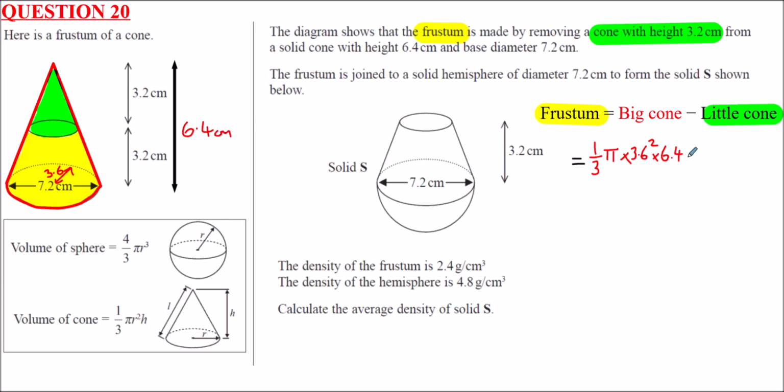Now this little cone, we need to apply some proportional reasoning. So this little cone at the top is only 3.2, which is half of the total height of the big cone. If its height is half of the big cone, then its radius will also be half the radius of the big cone. So this one here has a radius of 3.6, half of that is 1.8. So the little cone will have a volume of 1/3 pi times its radius, 1.8 squared, multiplied by its height, which is just 3.2.